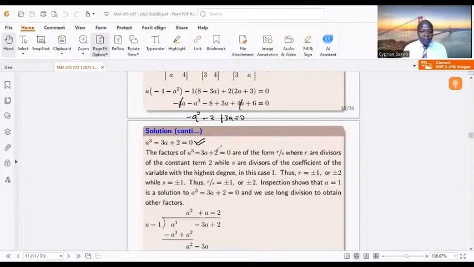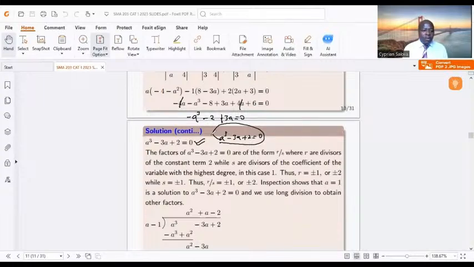What I have here is a cubed minus 3a plus 2 equals 0. This is a cubic equation which we solve to get the value of a. So we get the factors for this equation. How do we factorize such an equation?